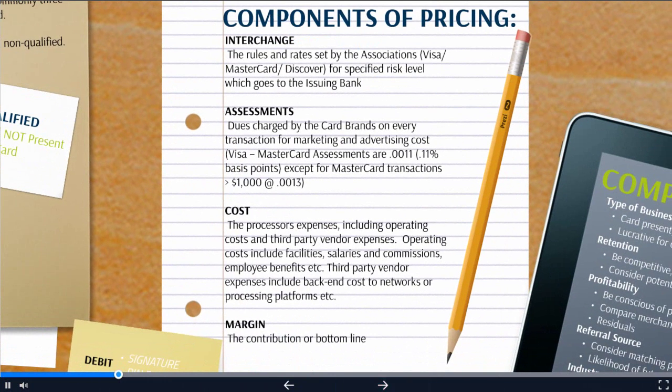There are 4 components of pricing. The basis of pricing is interchange and assessments. Let's start here. Interchange is based upon rules and rates that are set by the card associations like Visa, MasterCard, and Discover. Each interchange category is set based upon the specified risk level of the transaction. A transaction that is higher risk would cost more in interchange. You might be surprised to learn that on average, 90% of the fee that is paid by a merchant on a transaction is interchange, and interchange is kept by the cardholder's issuing bank.